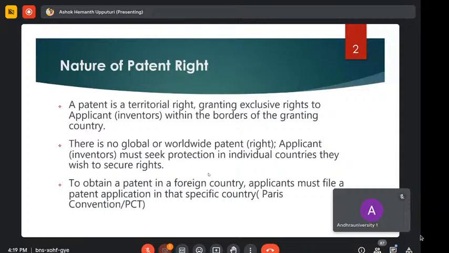So apart from the Paris Convention and PCT, you can even file with a regional patent office if your target countries belong to a specific region. So that is what we're going to discuss. And before that, we're going to discuss the basic doctrines, the basic principles.